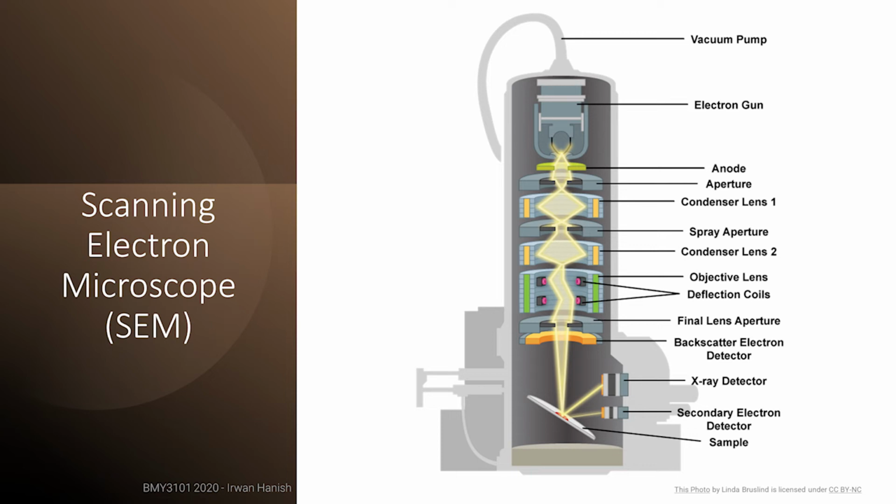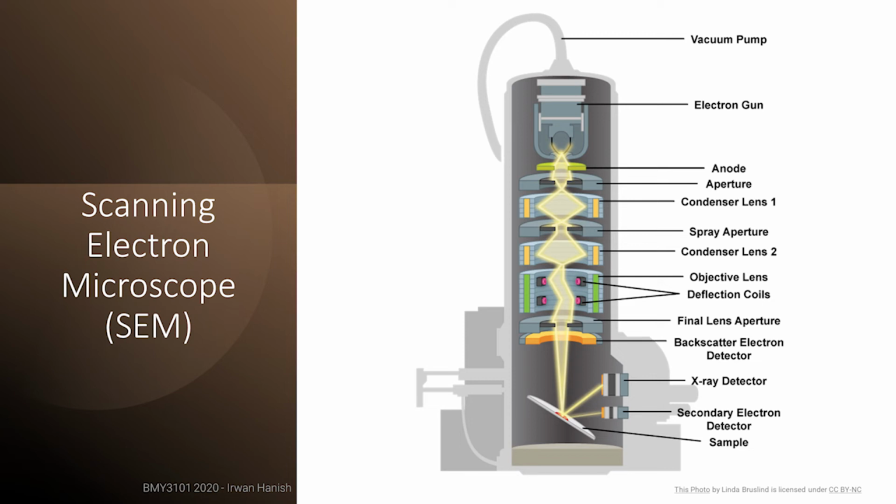Now, this is the last one. Similar to transmission electron microscope, the scanning electron microscope also uses an electron beam, but it uses it in a different way. The transmission electron microscope detects or collects the electrons that pass through the specimen. On the other hand, the scanning electron microscope collects the electrons that bounce off of the specimen. So that's one of their key differences.